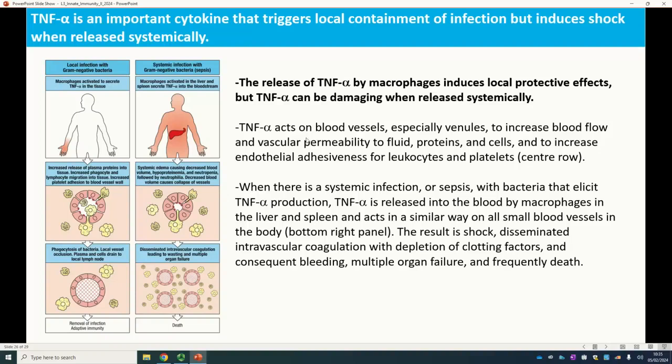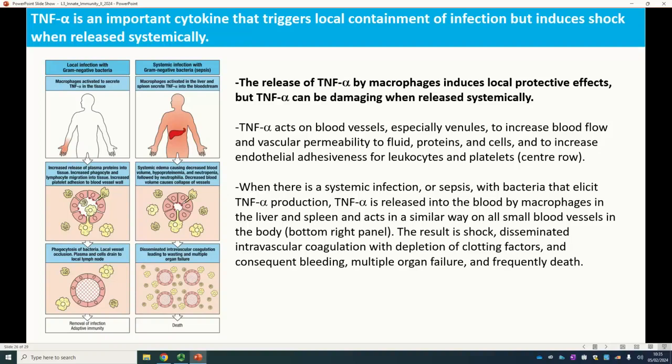Because it acts on blood vessels, it's important in vasodilation and increasing blood flow, and we also get increased permeability to various fluids, proteins and cells through the process of extravasation.